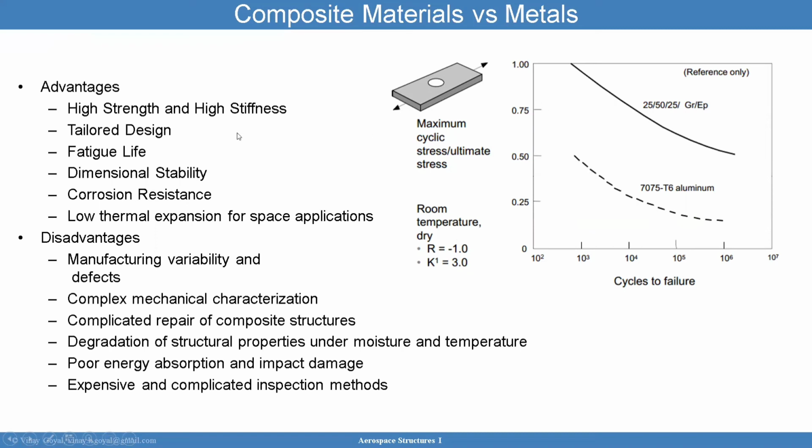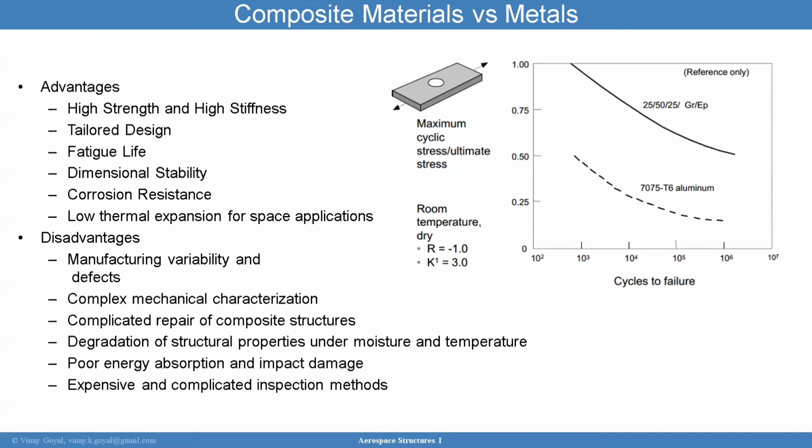The advantages of composites are that they're high strength, high stiffness, they can be tailored, and they have great fatigue life, as I showed here on the right. The dimensional stability is awesome, and they have corrosion resistance and low thermal expansion for space applications, which is great when you're exposing materials to thermocyclic behavior.